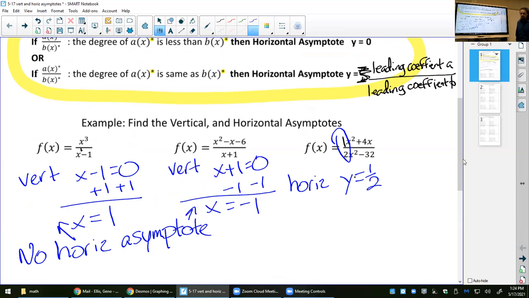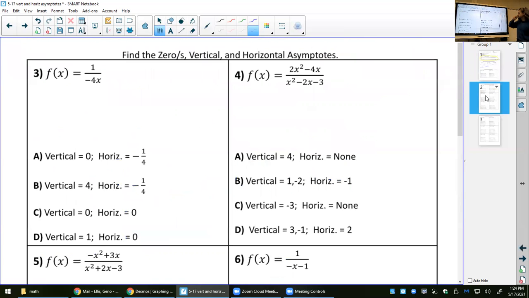Okay, so really that's about it, right? Horizontal, you just compare the higher degree. For our vertical, we take our denominator, set it equal to 0. Let's see if I can find one. It's a little bit more difficult here. Let's see. Yeah, this is good.